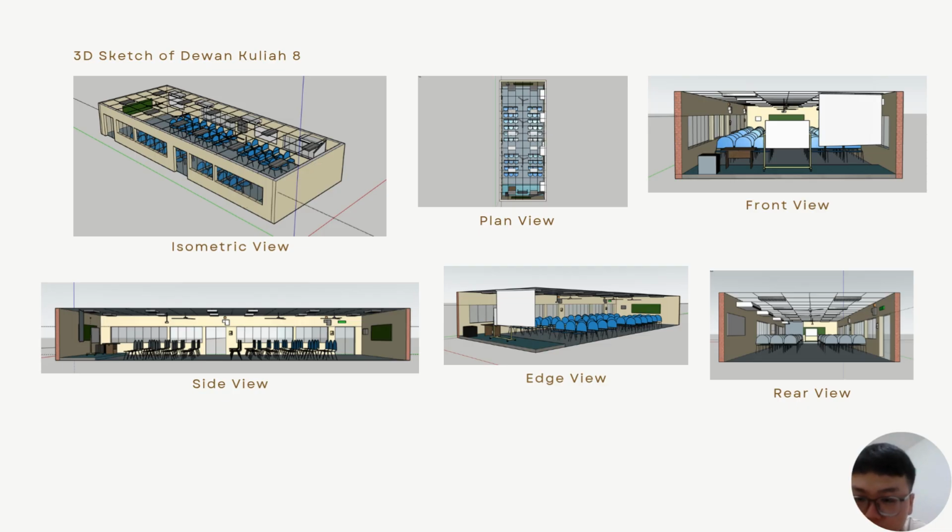So this is the 3D sketch of the DEWAN KULIAH 8. I use SketchUp for drawing all these sketches, part by part, for every chair, the aircon, and the fan. As you can see, the fan is on the ceiling, and the ceiling light also is on the ceiling. And the aircon also I drew one by one, part by part. So there are six views, which are the isometric view, plan view, front view.